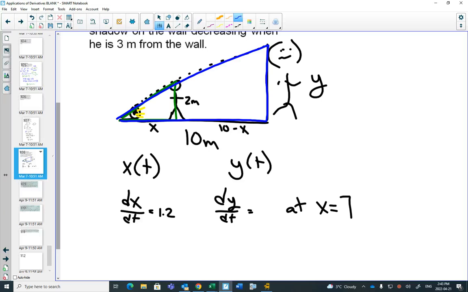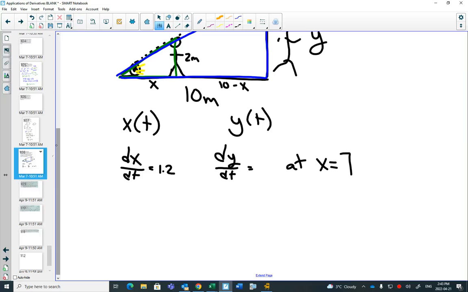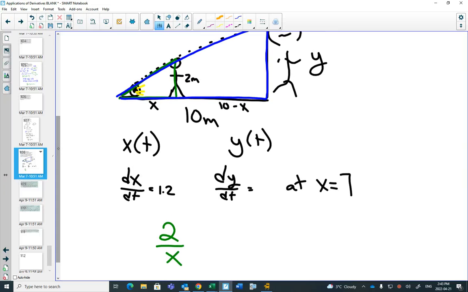So, for example, if I take the green triangle, and I need to use x, and the only other measurement I have is 2, then this proportion in my green triangle, 2 over x, has to be the same proportion in my blue triangle. And in my blue triangle, that would be y over 10. Now you have your equation.